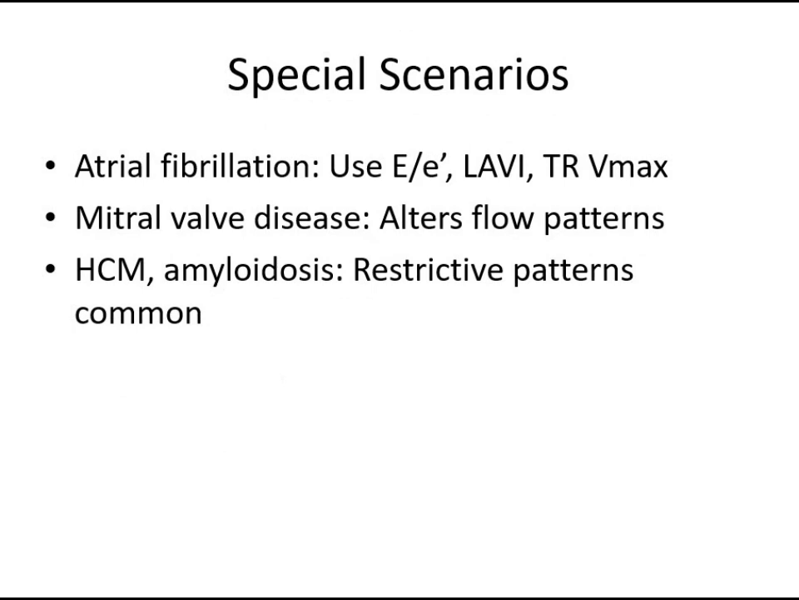Some special scenarios. In AFib, you can't rely on A waves, so focus on E to E' ratio and LAVI and TR velocity. Mitral valve disease alters flows, so use with caution, such as in those patients with MAC, a lot of calcium. Diseases like HCM and amyloidosis often show restrictive patterns, and the diagnosis requires clinical correlation and sometimes even biopsy or MRI.